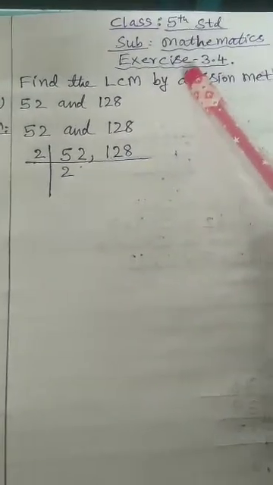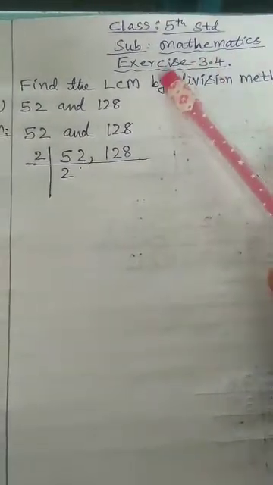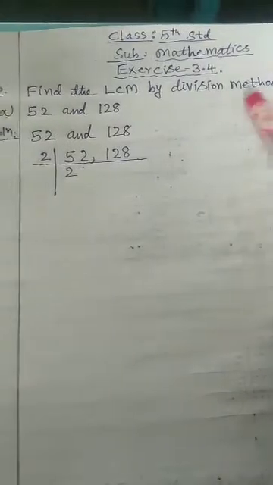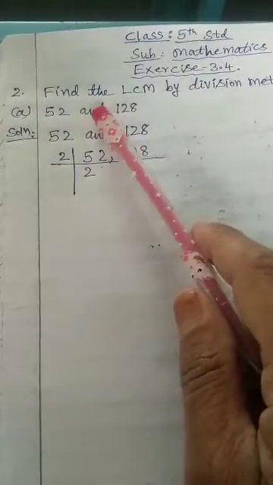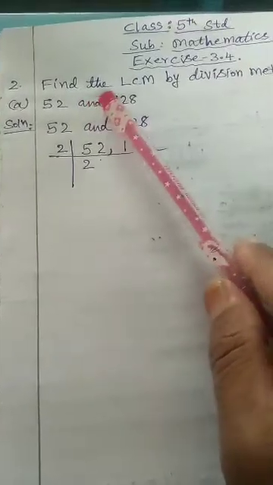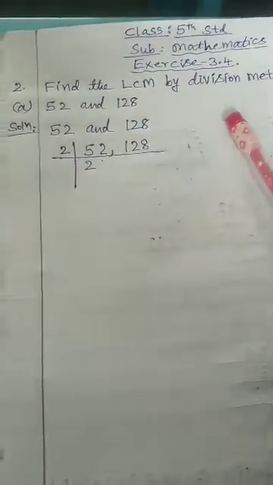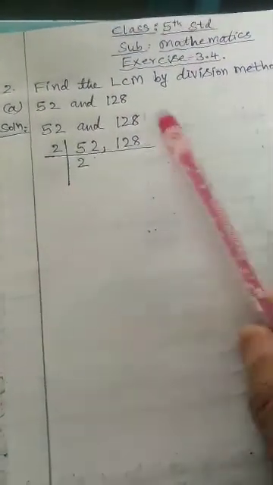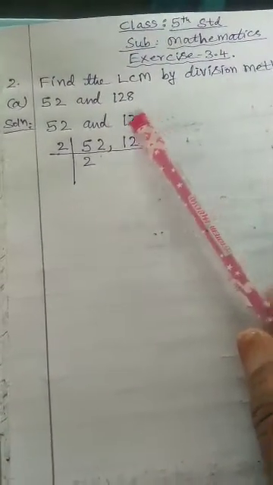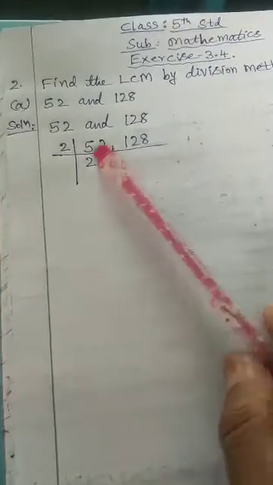Fifth standard students, your mathematics class exercise 3.4. Second main, we have to find the LCM by division method. In the first main we found the LCM by factorization method, but in the second main we have to find the LCM by division method. As you did for finding the HCF by the division method, we have to do the same thing here also.